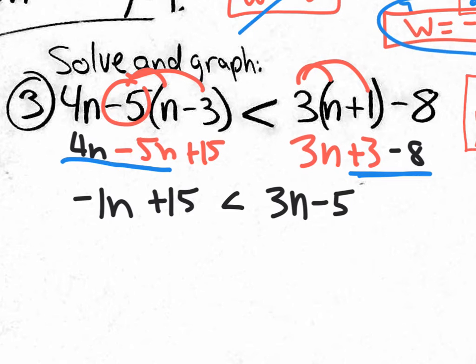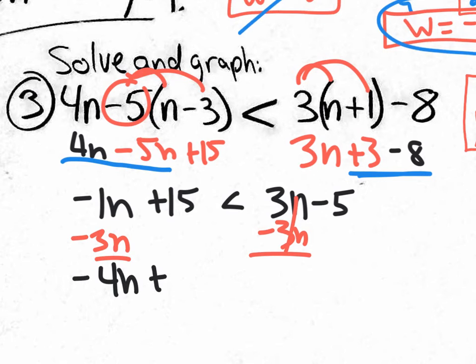So it's up to you. You could move the negative 1n over here and have an n on this side and solve for n on the right side. But I prefer to get the n to the left side, because at the end of it all, you want the n on the left side. So we're going to subtract 3n and subtract 3n. We're going to end up with negative 4n plus 15 is less than negative 5.